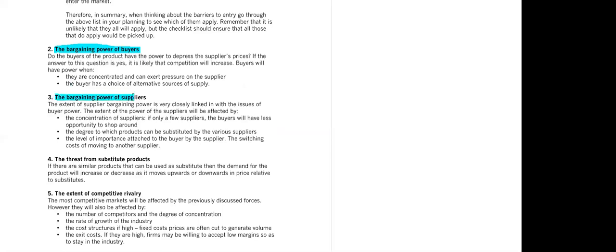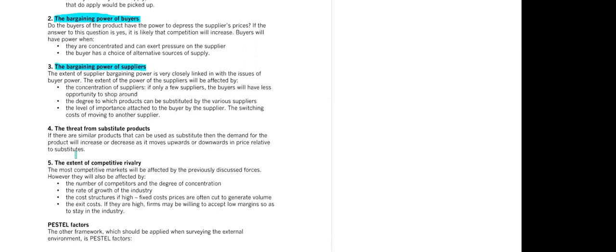Contrary to this, a replica of this is the bargaining power of suppliers. Again, if there are few suppliers, their power would be very high, because they know that you have no other option but to buy from them. And switching costs, if the switching costs are also considered to be high. The threat from substitute products.